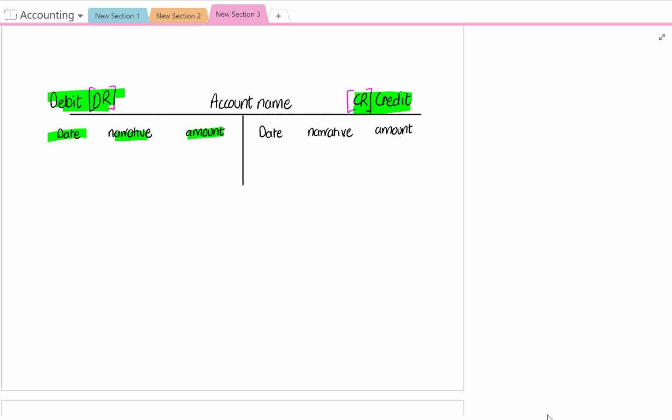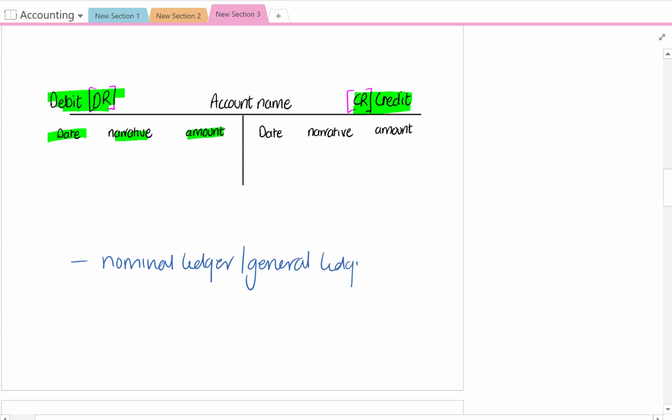So we would have a separate T account for buildings, for motor vehicles, for equipment, for cash, for receivables, for payables, so on and so forth. Collectively, all the T accounts are often referred to as the nominal ledger. Okay, so the nominal ledger, sometimes called also the general ledger, is simply the phrasing that is given to all T accounts. So this is the collection of all the T accounts. As a result of this, sometimes T accounts are called ledger accounts, and the names are often used interchangeably.